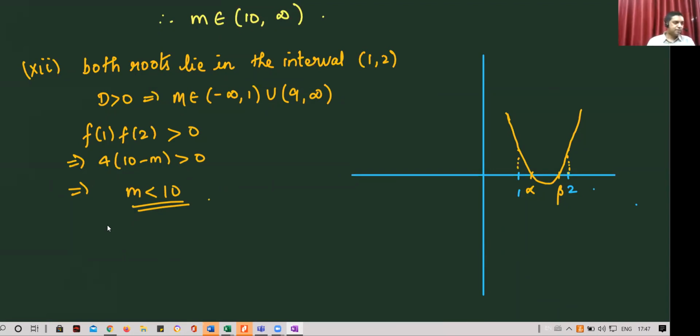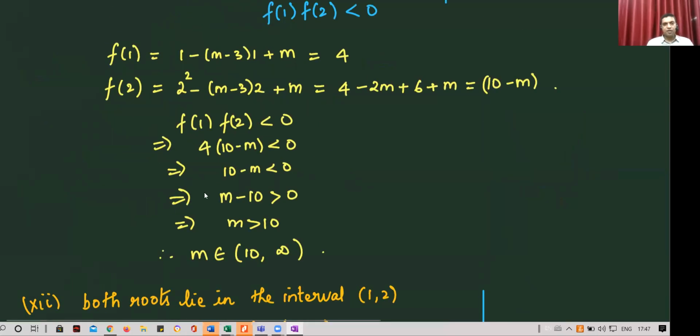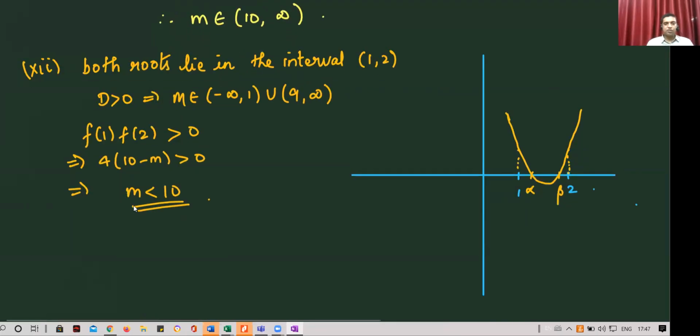Okay. So m has to lie, and one more, say individually f of 1 is 4, no problem. F of 1 is 4 and correct. So that is, so f of 2. So m will belong to minus infinity to 1 union 9 to 10. Minus infinity to 1 union 9 to 10. All right.